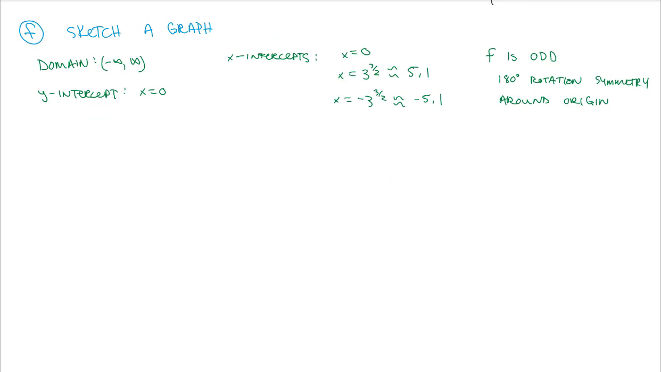So for part F here, we're going to need to pull together all the information that we've determined so far. We want to get it all on the same sheet so we can sketch the graph. So first, I've written down all the information that we get from the algebra. We know that the domain is -infinity to infinity. We know that the y-intercept is at x equals 0. We know that our 3 x-intercepts are x equals 0, and x equals ±3 to the 3/2, which are approximated by 5.1 and -5.1, and that f is odd, which means that there's a 180-degree rotation symmetry around the origin.